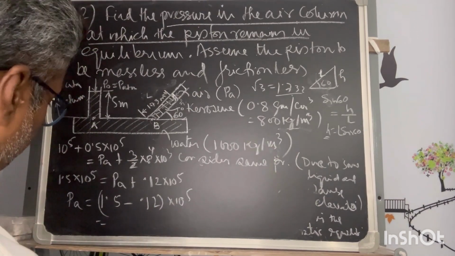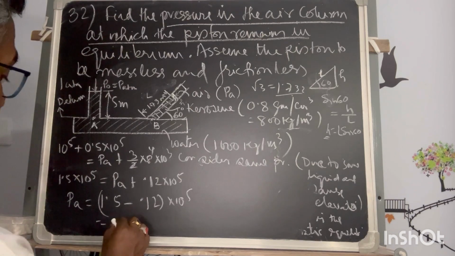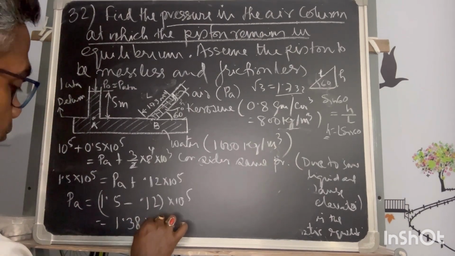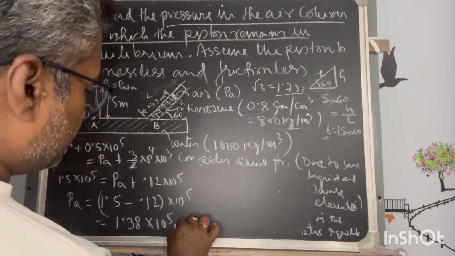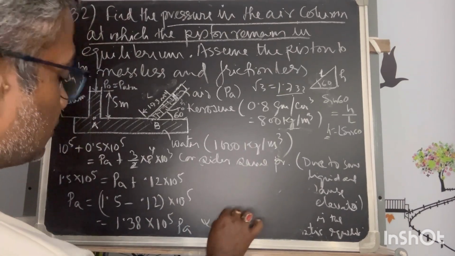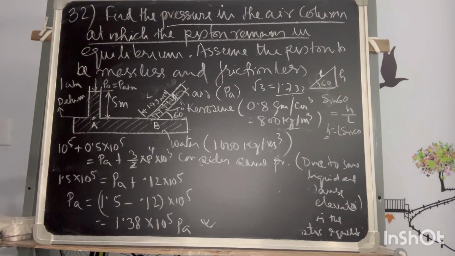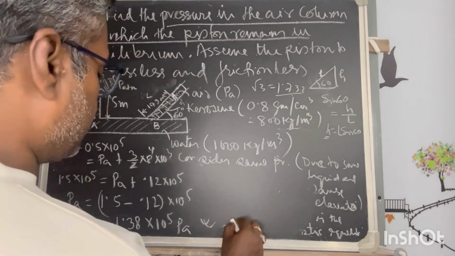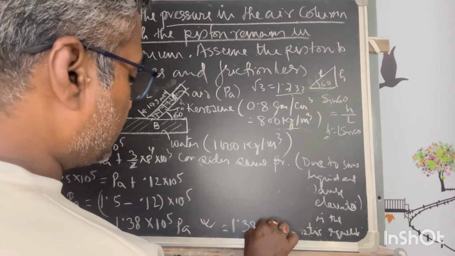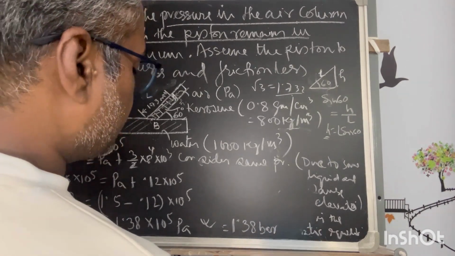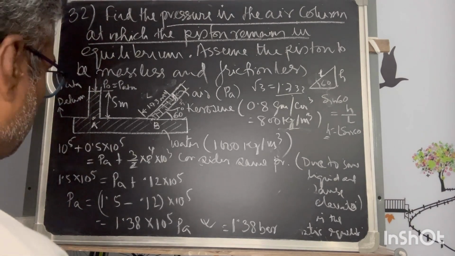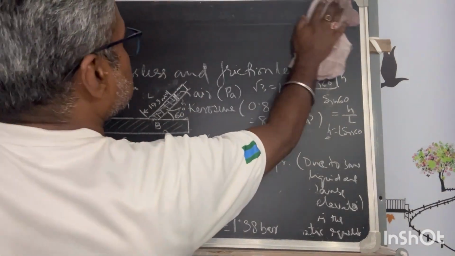If I deduct this, 1.38 into 10 to the power 5 Pascal will be the answer. And 10 to the power 5 Pascal is approximately 1 atm or bar. So you can put it like that, approximately this much bar, if it is needed in bar. So this will be the answer. Okay, moving to the next, that is 33.